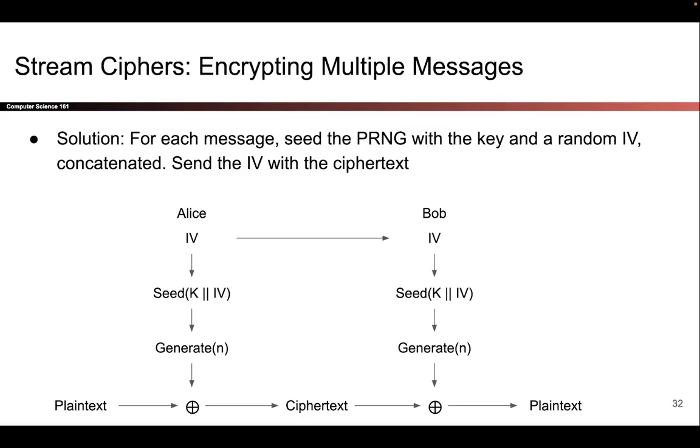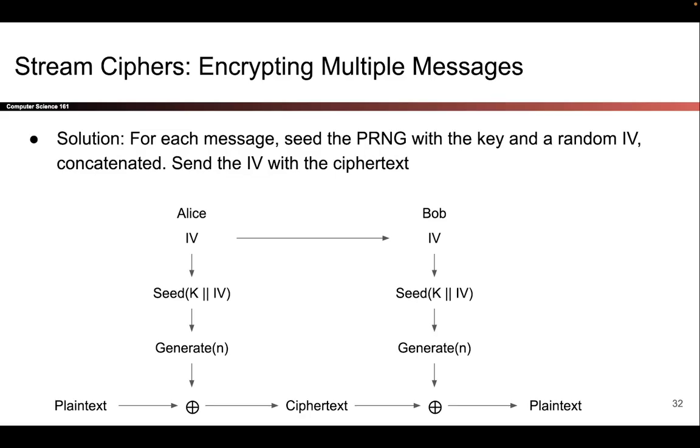When Alice wants to encrypt the message, she will first generate a random IV, and she will seed the PRNG with not just the key, but also the IV for this message. Only after that will she generate the random bits that she needs out of the PRNG, and then XOR those random bits with the plaintext to get ciphertext. And now, the ciphertext that Alice sends to Bob is the ciphertext from the one-time pad, but it's also the IV. So the IV also has to be sent to Bob.